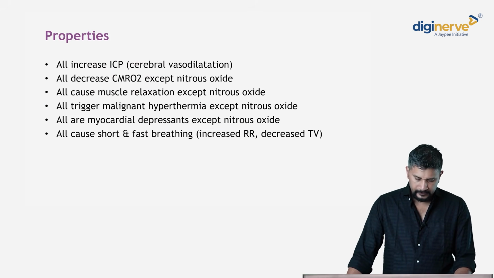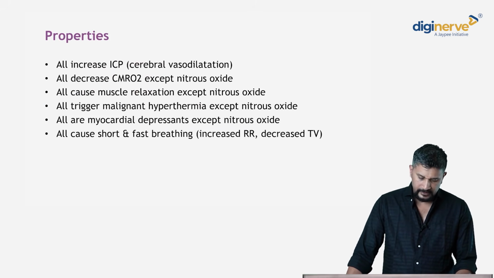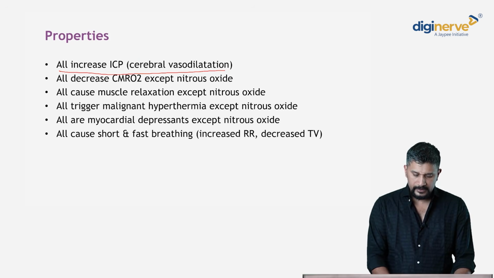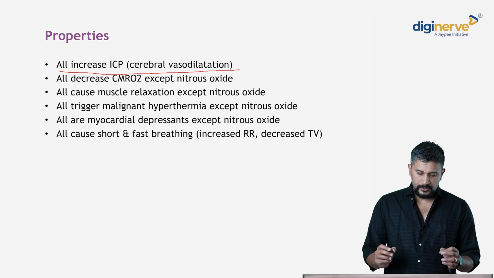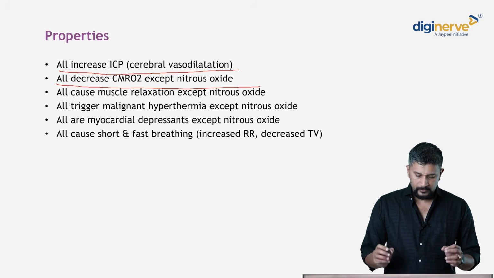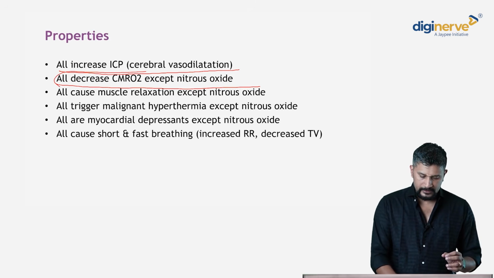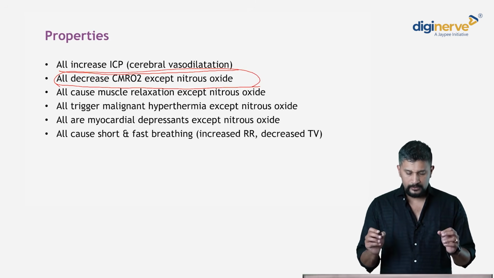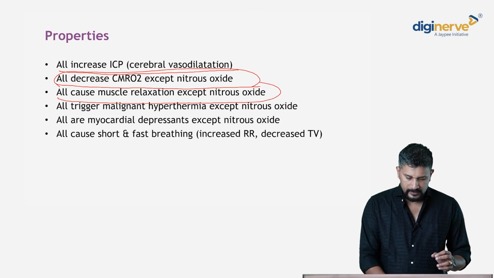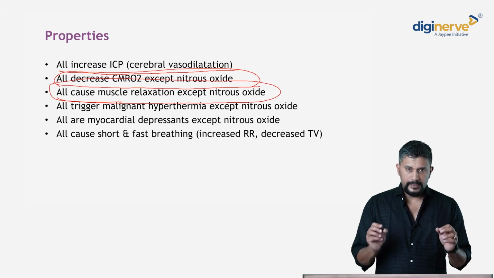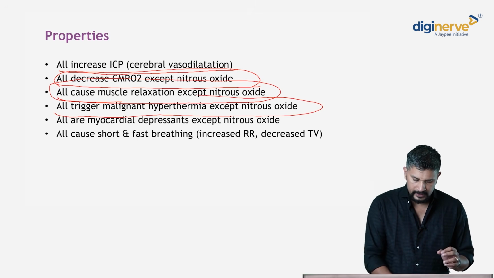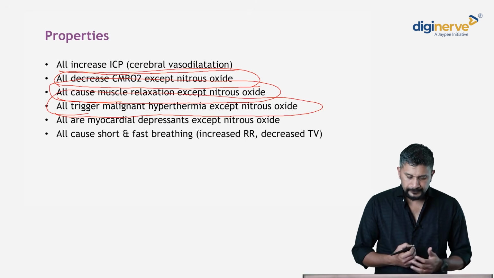So, what are the properties of these inhalational agents that we need to remember? The pharmacodynamic properties which are important: all of these agents tend to increase the intracranial pressure by causing cerebral vasodilatation. All of them tend to reduce your cerebral metabolic rate except for nitrous oxide, and therefore you do not use nitrous oxide in neurosurgeries. All of these agents tend to cause muscle relaxation, again except for nitrous oxide.